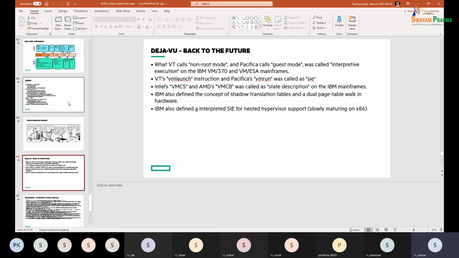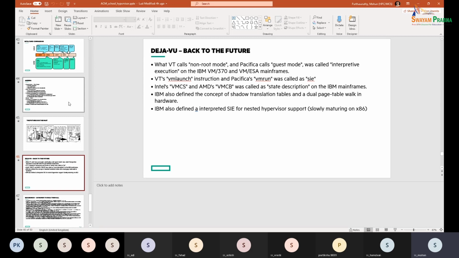If you look at this, like I told earlier, the old technologies seem to keep coming back. So what VT calls non-root mode and AMD Pacifica calls guest mode was called interpretive execution on the IBM VM370 and the mainframes. So it was called SIE. And like the second one says, VT's launch instruction was called SIE in IBM.